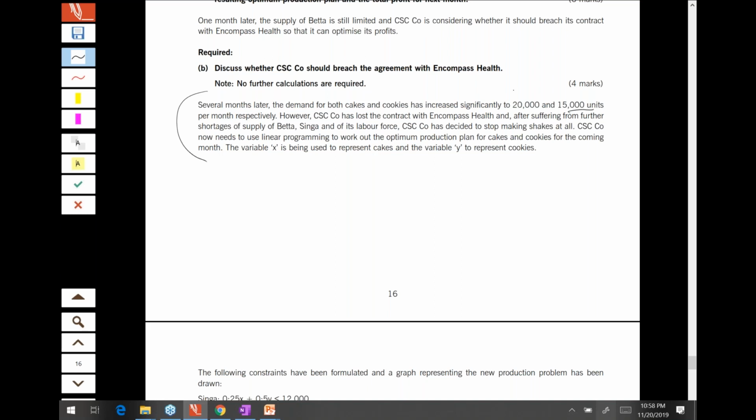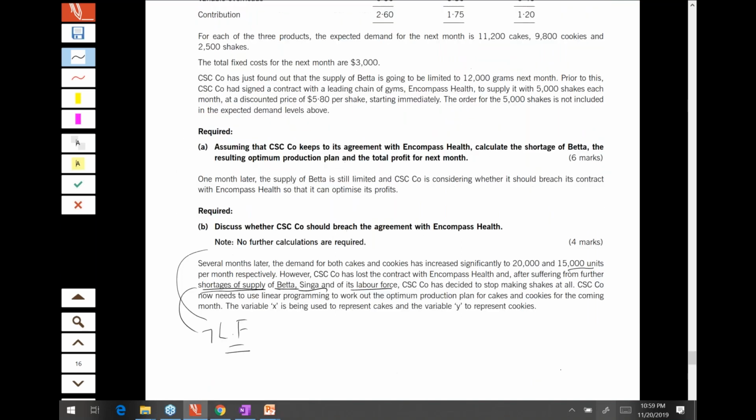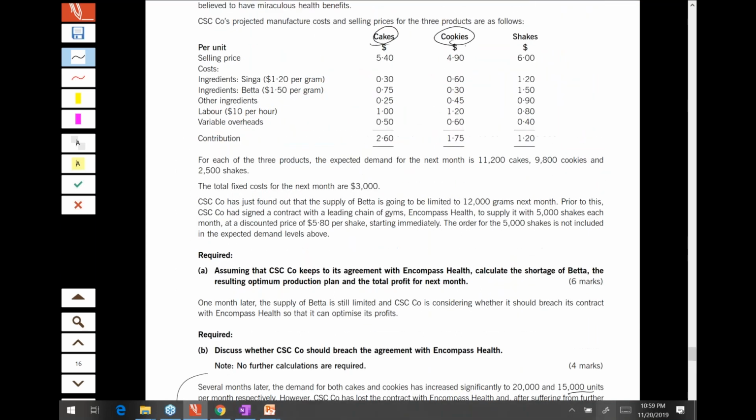However, the company has lost the contract with Encompass Health, and after suffering from further shortages of supply. So this shortage of supply is what? It's a limiting factor. Shortage of supply of beta, Singer and its labor force, the company has decided to stop making shakes at all. Okay, so company used to make three products, but now the company has restricted itself to cakes and cookies only.